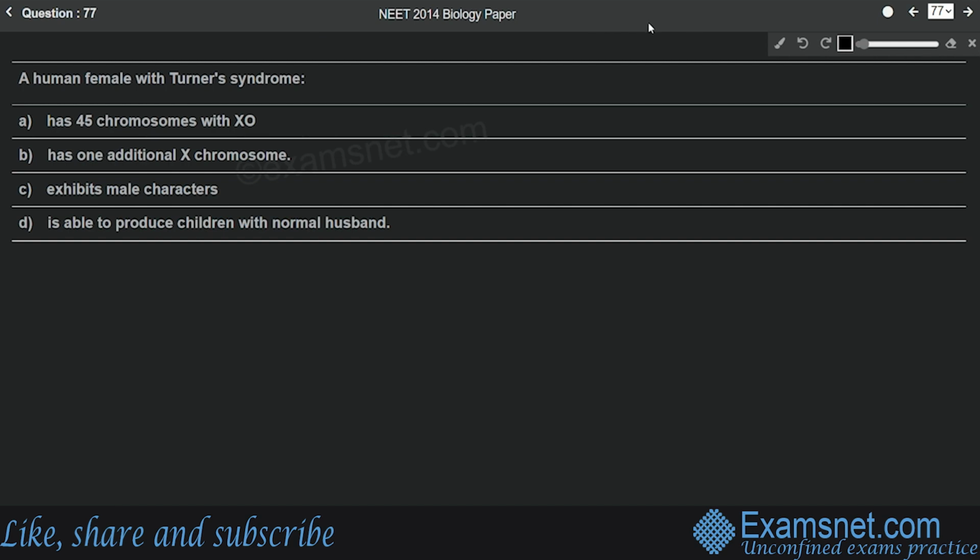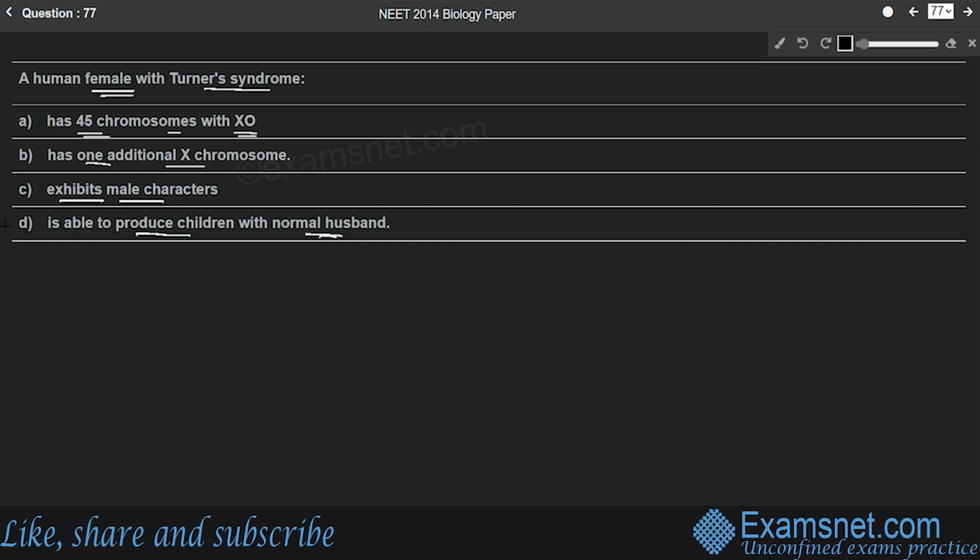Question number 77 is from the chapter Principles of Inheritance and Variation. And the question is, a human female with Turner's syndrome. Option A has 45 chromosomes with XO. Option B has one additional X chromosome. Option C exhibits male characters. And option D is able to produce children with normal husband.